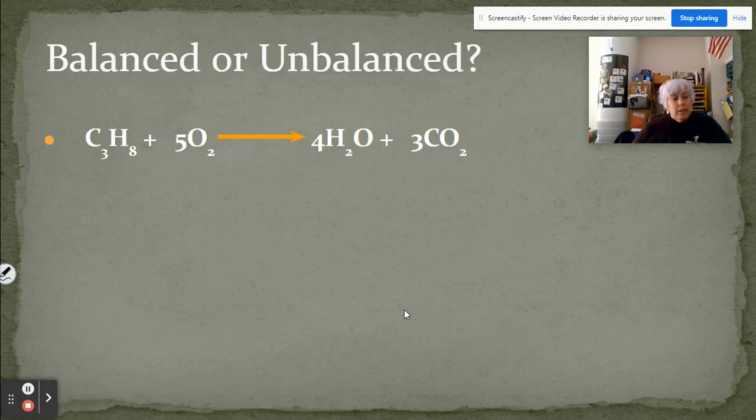All right, so just a little quiz for you. Is this balanced or unbalanced? How many carbons? 3. How many carbons over here? 3. How many hydrogens over here? 8. How many hydrogens over here? 2 times 4 is 8. How many oxygens? 2 times 5 is 10. And you might say, well, the oxygens don't balance, but we have 4 times 1 oxygens, and then 2 times 3, which is 6. What's 4 plus 6? Hey, it's 10. This is, in fact, balanced.